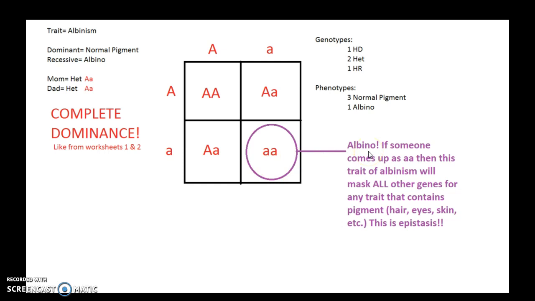So if they come up as albino, then this trait of albinism would mask all of their other traits that contain pigment. So even if, once again, they had brown eyes, brown hair, tan skin, if they are albino, none of that matters and it all gets canceled out, which is weird because this is homozygous recessive and we're not used to that happening, which is why this gets its own category of epistasis.